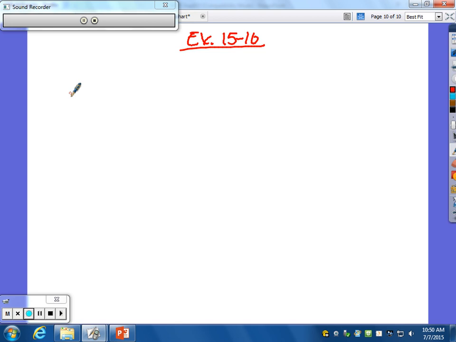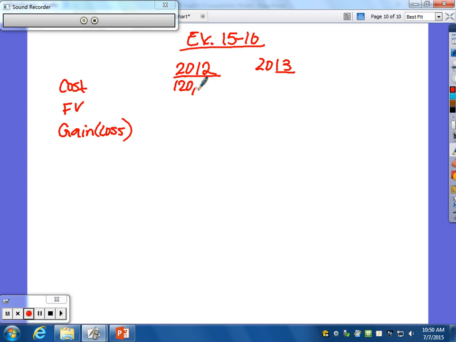Okay, so you got 2012 and 2013, right? And you got cost, you got fair value, and we need to recognize a gain or a loss. Now, cost for 2012 is how much? Okay, fair value? Because fair value is less than cost, we recognize the what? A loss. How much of it?